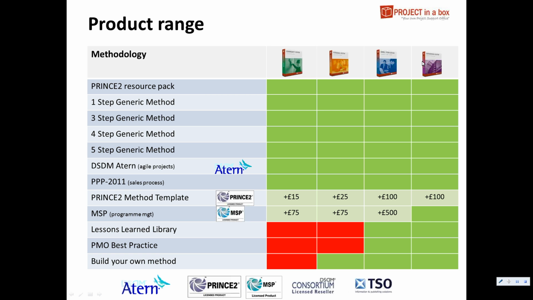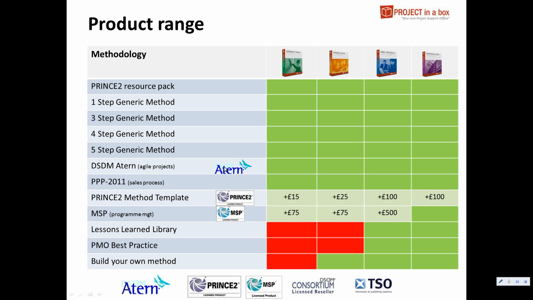Small Team and Enterprise Editions are multi-user platforms, hence they support the multi-user type of high-level structured methods, as well as the rest of the standard project and program type methods. So we have our generic method templates here. These are our own methodology designs. They use PRINCE2 templates by and large, as well as some other templates we've produced. Same goes for the PPP method here, which is to support sales process.